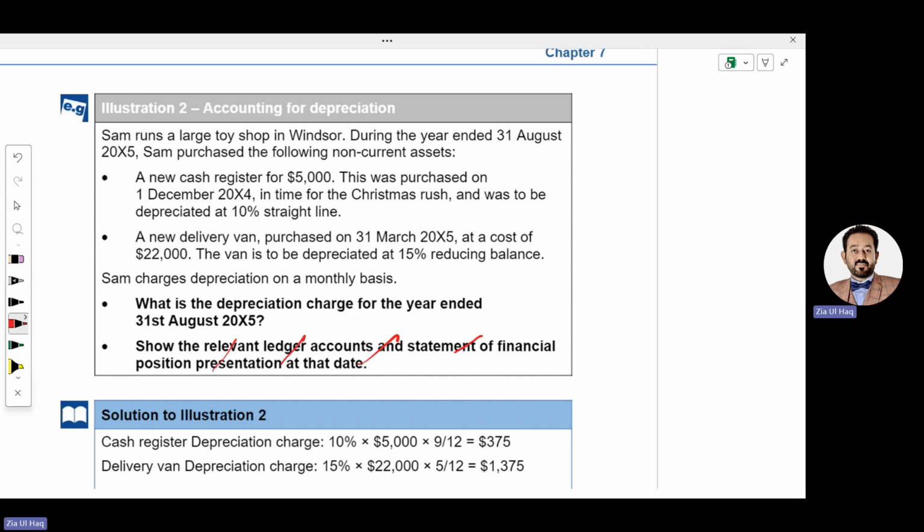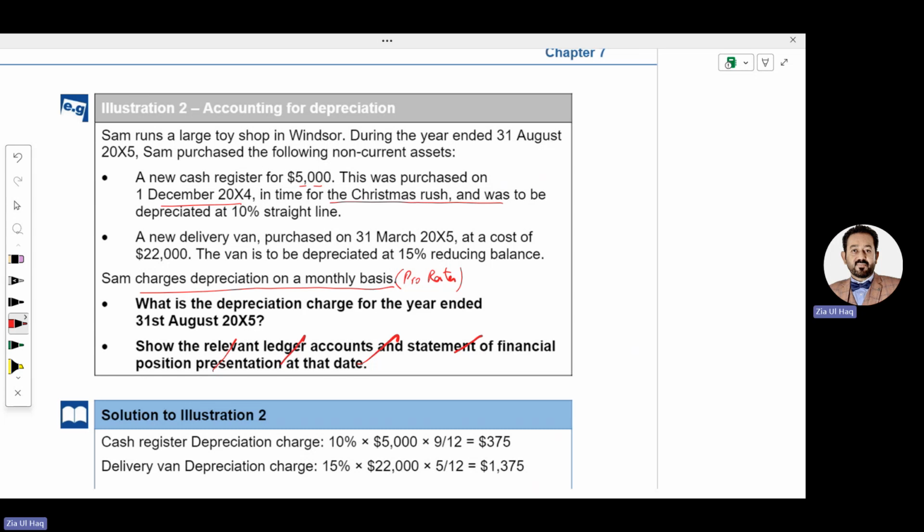Sam ran a large toy shop in Windsor. During the year ended 31st August, Sam purchased the following non-current assets. A new cash register for 5,000. This was purchased on 1st December 20x4 in time for the Christmas rush and was to be depreciated at 10% straight line. Sam charges depreciation on a monthly basis, meaning pro rata basis. Good.